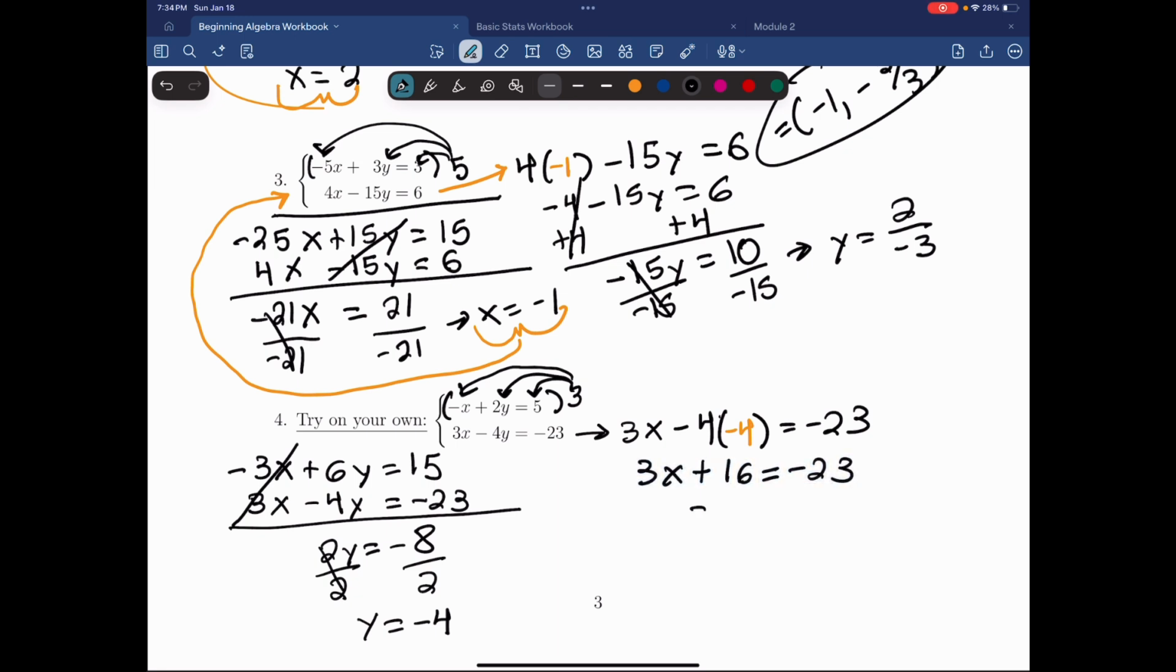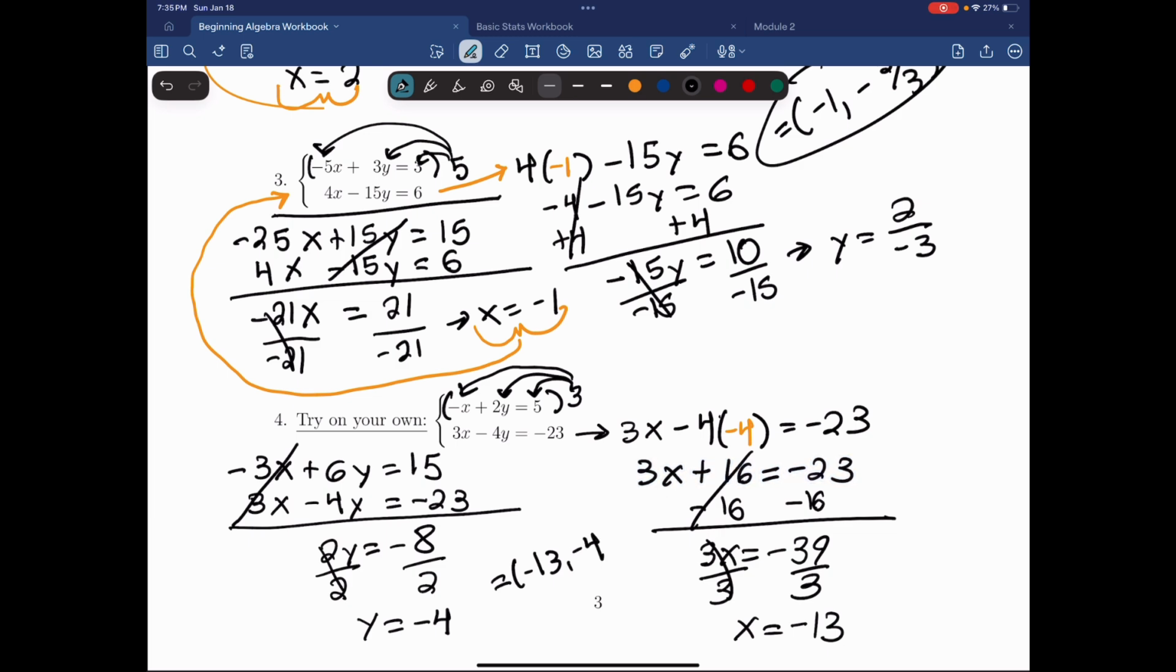And then to solve for x, I'm going to subtract 16 on both sides. We get 3x equals 23 minus 16 is going to be negative 39. And then divide by 3 on both sides. And we get x equals negative 13. So our coordinate point is going to be, I'll write it right here, negative 13, comma, negative 4.